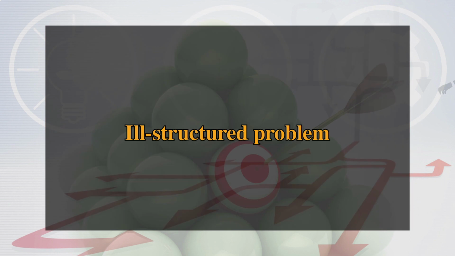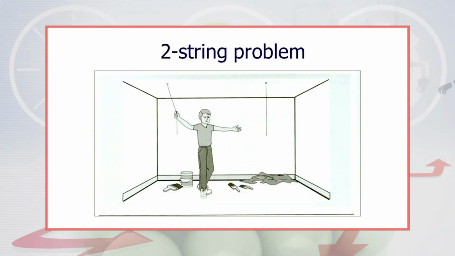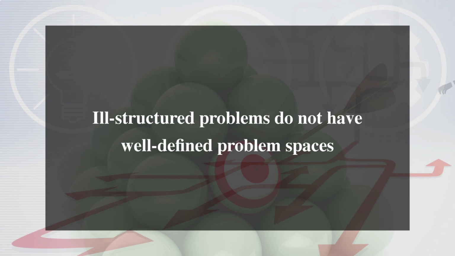Ill-structured problems. The two-string problem is an example of an ill-structured problem. In fact, although we occasionally may misrepresent well-structured problems, we are much more likely to have difficulty representing ill-structured problems. By definition, ill-structured problems do not have well-defined problem spaces. Problem solvers have difficulty constructing appropriate mental representations for modeling these problems and their solutions.